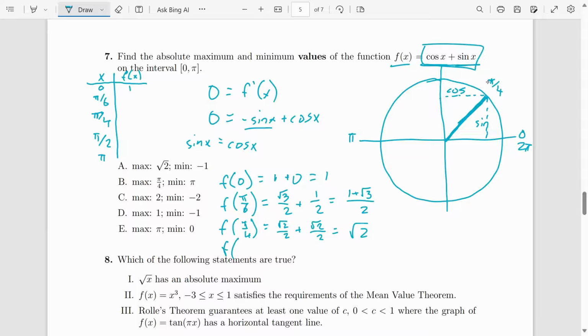Now we have f of pi over 2. This is equal to cosine of pi over 2 is 0, and sine of pi over 2 is 1, so this equals 1. And then I'm running out of room. f of pi, our final value over in the table, this is equal to cosine of pi, that is -1, and sine of pi is 0, so this equals -1. So we have our 5 values now. I should have been filling these into our table. This is 1 plus root 3 over 2. This is root 2. This is 1 and -1.